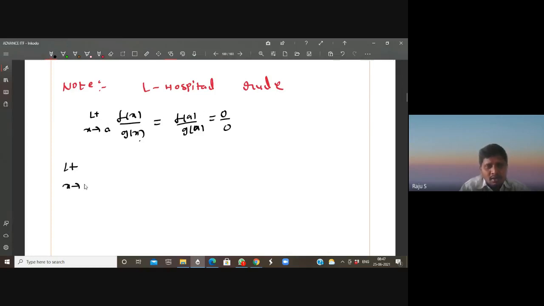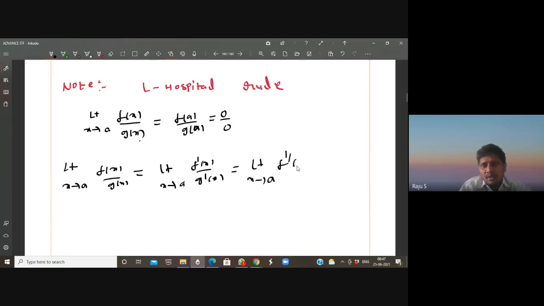What is the meaning of that? Limit x tends to a of f of x by g of x. We differentiate numerator and denominator with respect to x, giving f dash of x by g dash of x. Even if this is also 0 by 0, again you can differentiate, f double dash of x by g double dash of x, until you get a defined value. 0 by 0 is undefined, so you continue until you get a definite value.